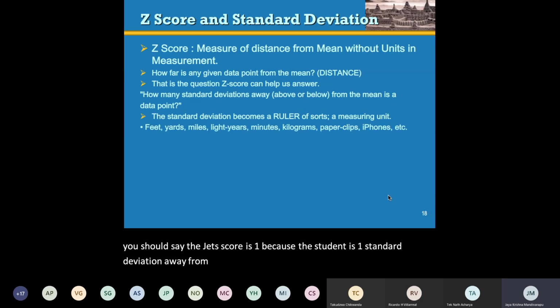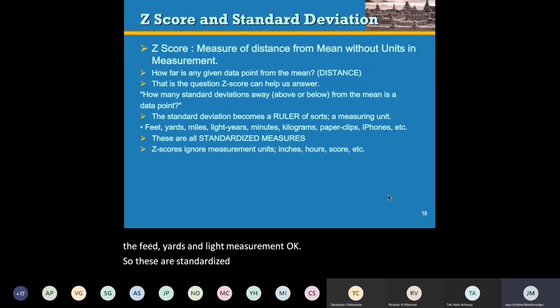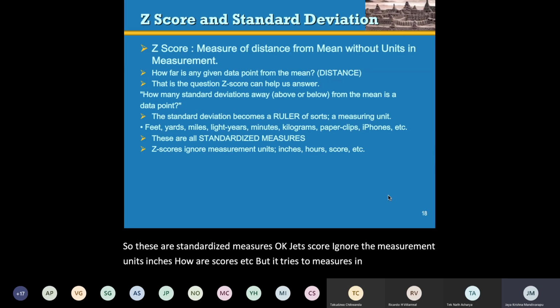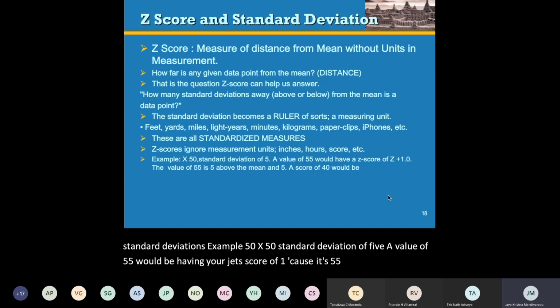So this is the same thing as feet, yards, and meters in measurement. These are standardized measures. Z score ignores the measurement units, inches, hours, scores, etc., and measures in terms of standard deviations. Example: a mean of 50 and a standard deviation of 5. A value of 55 has a Z score of 1 because it's (55 minus 50) divided by 5.